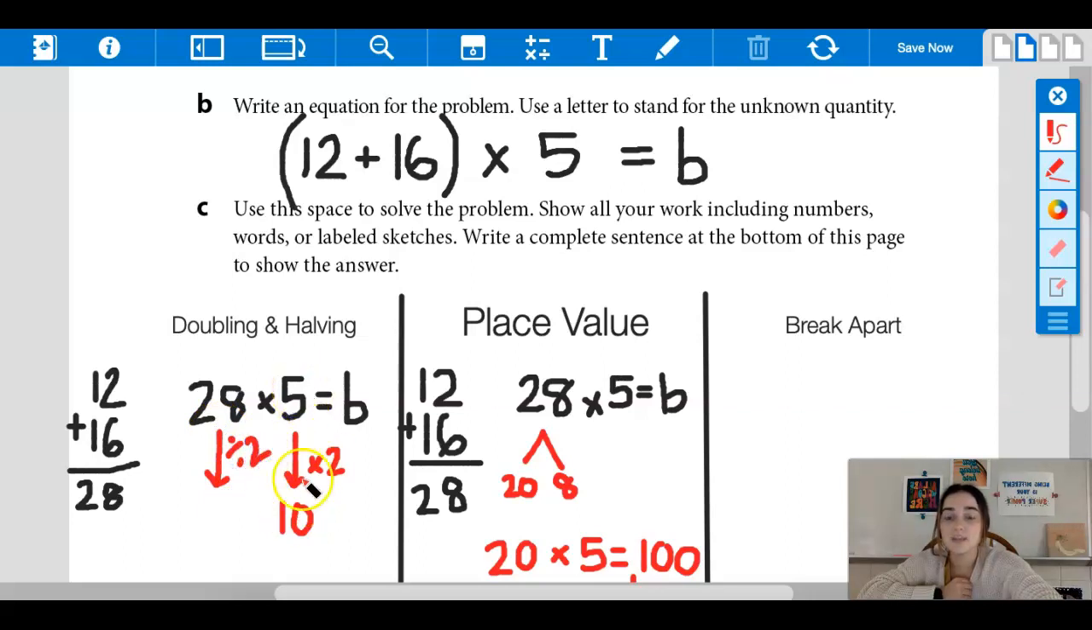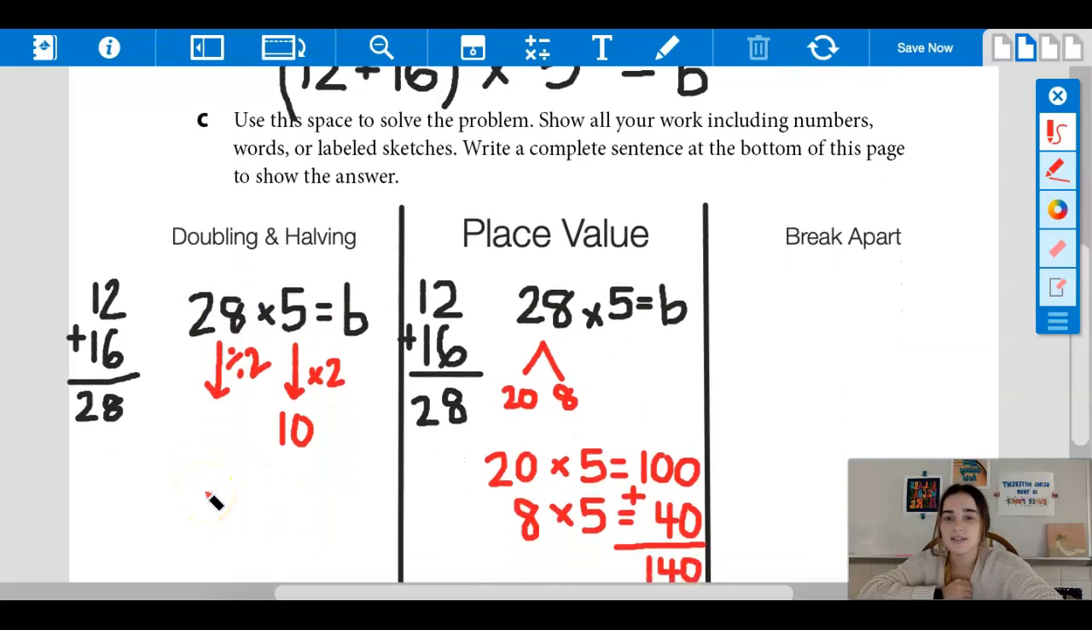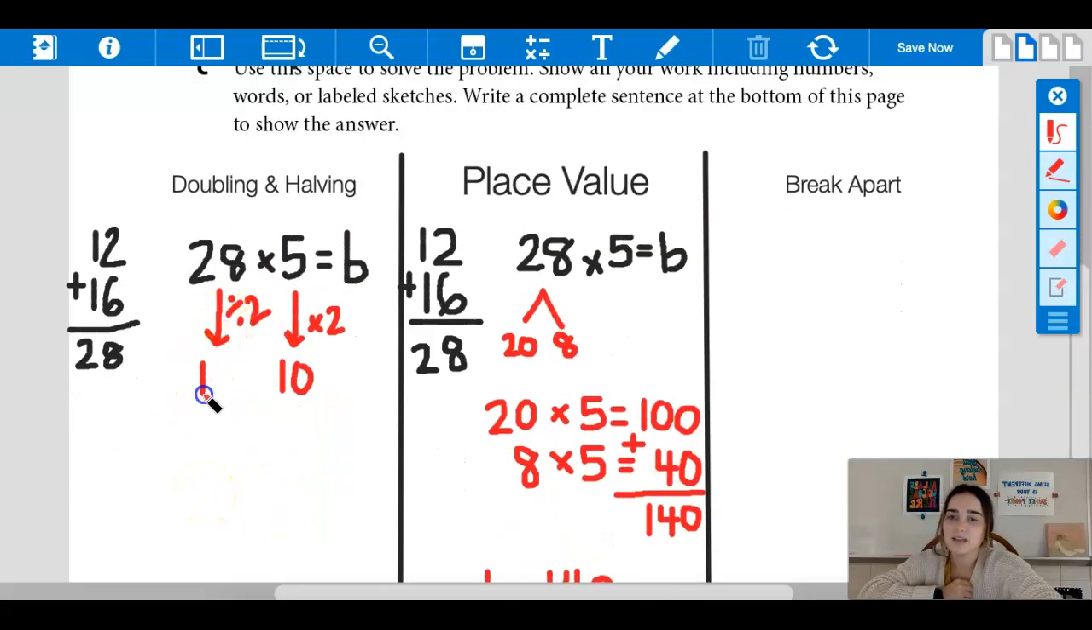All right, so I doubled one number and I'm taking half of the other number. You have to make sure you do that. All right, so when I get half of 28, I end up with 14. And now 14 times 10 is a lot easier for me to solve. 14 times 10 is 140. I just add that 0 from the 10 to the end. And my answer is 140 equals B, equals the number of beads.